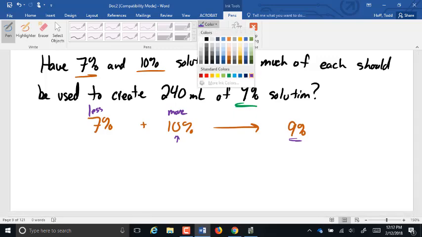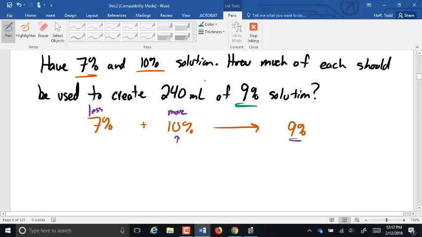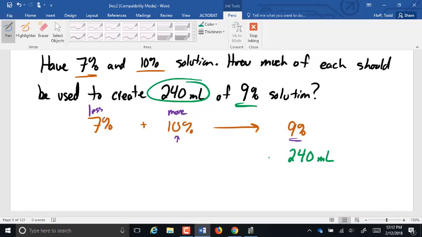So now let's look at how we're going to label our amounts here. The only amount we are given is the 240 milliliters, and that is of the 9%. So we are going to end up with 240 milliliters of our total solution. So the amounts of the 7 and the 10% are both going to be less than that amount. So we need to pick one of them to be our variable. I'm going to pick the amount of the 10% solution to be X.